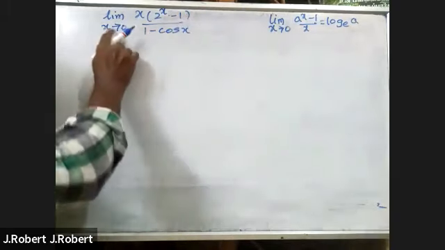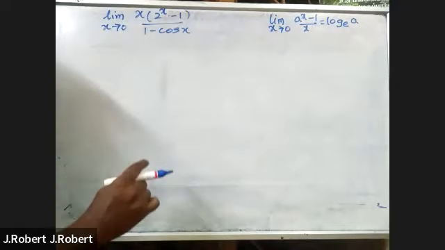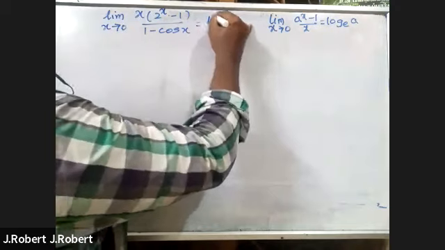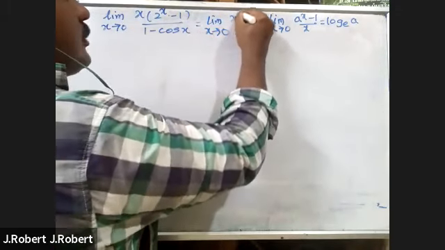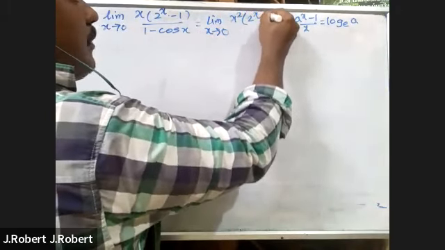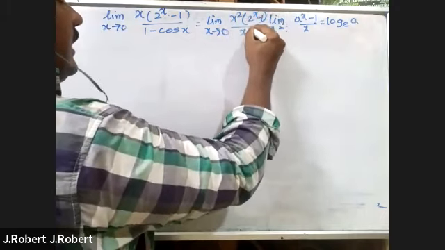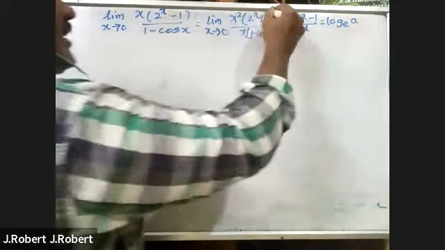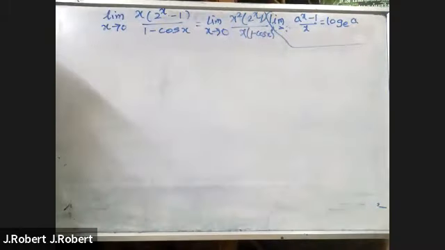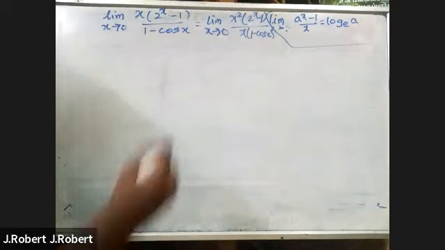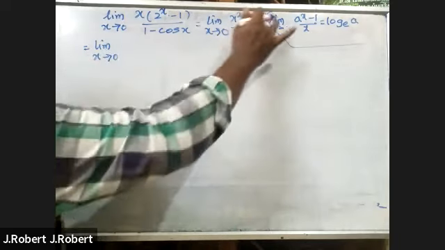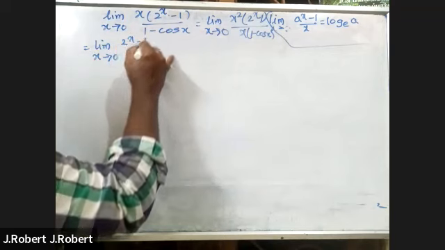We have 2 power x minus 1. We want x here, x tends to 0. Both numerator and denominator are multiplied by x. This becomes limit x tends to 0, x into (2 power x minus 1) divided by x into (1 minus cos x). We have to arrange it the way we need. Whenever you multiply, you can divide. So now you can separate into two limits. First, this one alone.